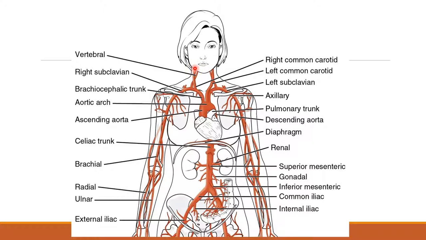Now, if blood was going to flow to the left side of the head, we would start again back at the heart, up the ascending aorta, aortic arch, and we would take the second branch off the aortic arch, which is the left common carotid, which would get us up to the head.